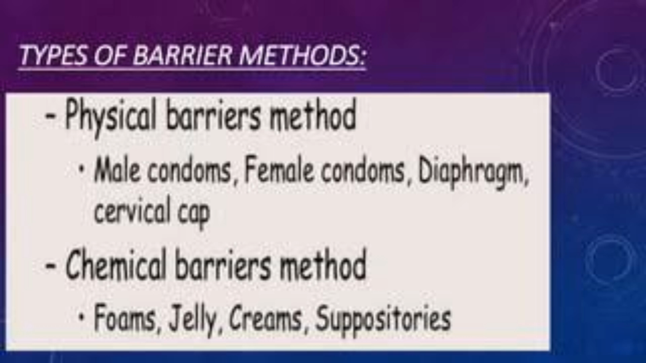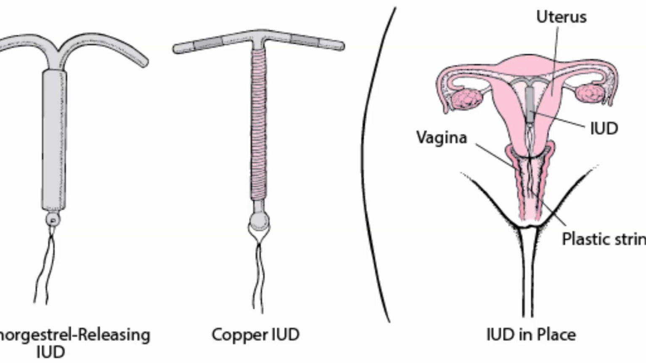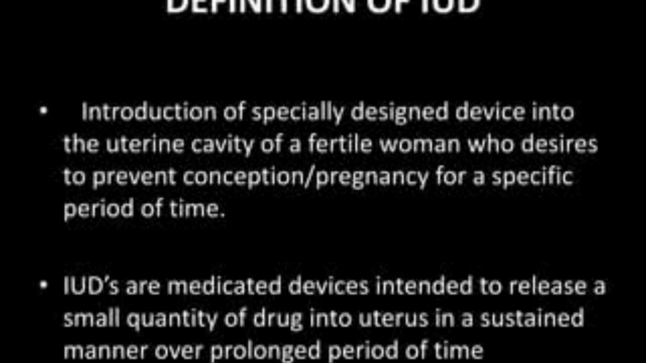The next method is called intrauterine devices. Intrauterine devices are devices meant to be inserted into the female reproductive tract for preventing pregnancy. So we can prevent conception. They are made up of either plastic materials or metals, or they can be a combination of both. They are instead inserted by doctors or experienced nurses. It cannot be used personally.